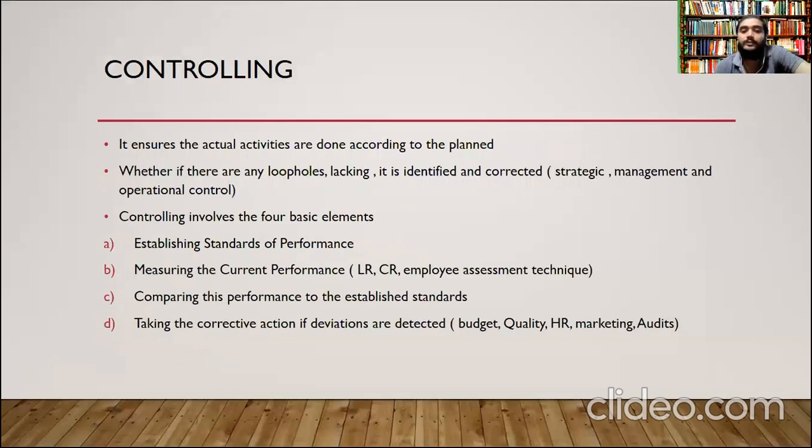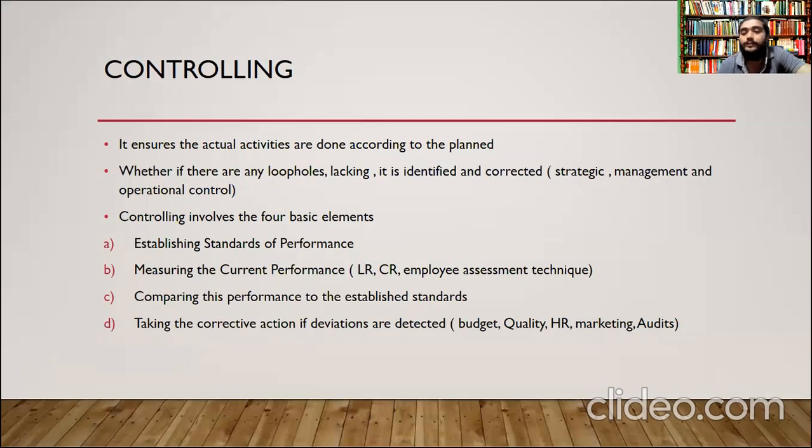It ensures the actual activities are done according to the plan. Basically, it is done to find the deviations between the expected performance and actual performance. You can see controlling involves four basic elements: establishing the standard of performance, measuring the current performance, that means current performance versus standard of performance. If the standard of performance is very high and your current performance is low, that is not an expected situation. And if your current performance is very good compared to the standard of performance, that is very good.